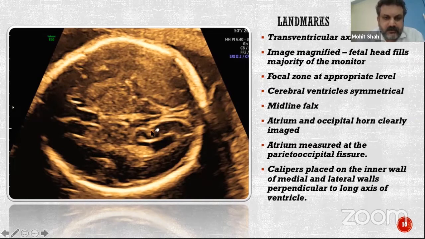the parieto-occipital fissure. Now, this is a 26-weeker, so you're seeing it very obviously, but in a 20-weeker, you will just see a mild indentation of the medial cerebral hemisphere. And then you adjust your contrast settings so that you can see the ventricular walls very clearly. And you measure the ventricles at the level of the atrium. The atrium is at the deepest point of the parieto-occipital fissure. So you place your calipers on the medial and on the lateral wall of the atrium, perpendicular to the long axis of the ventricle.